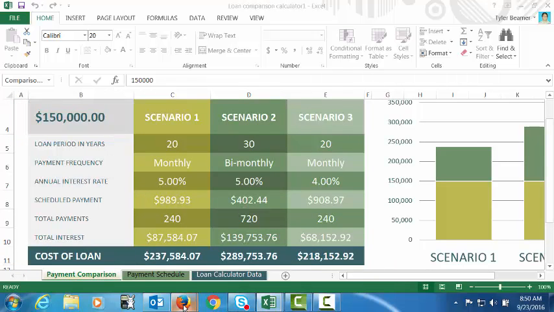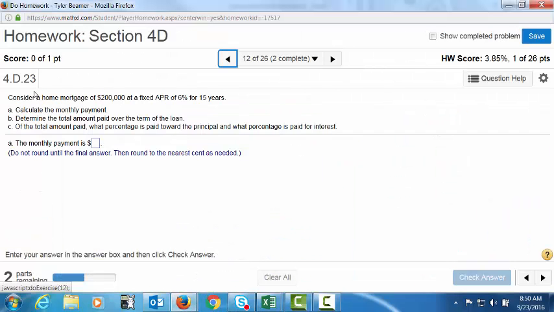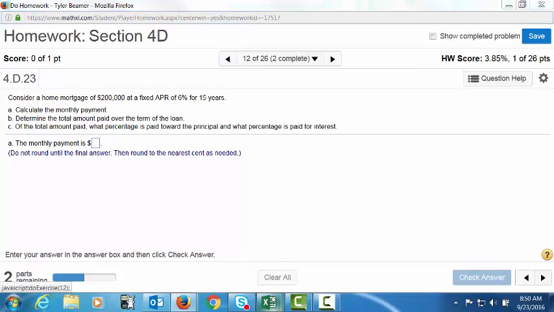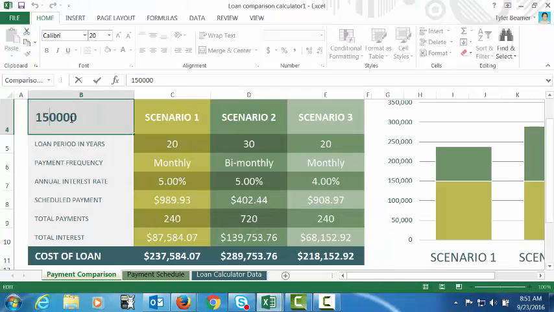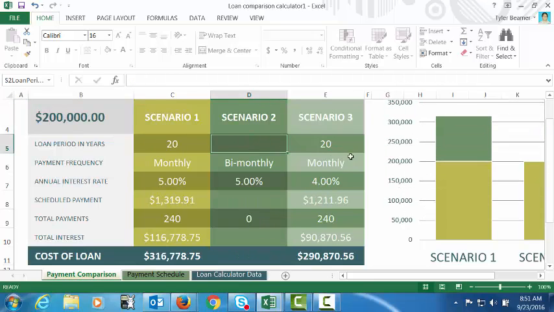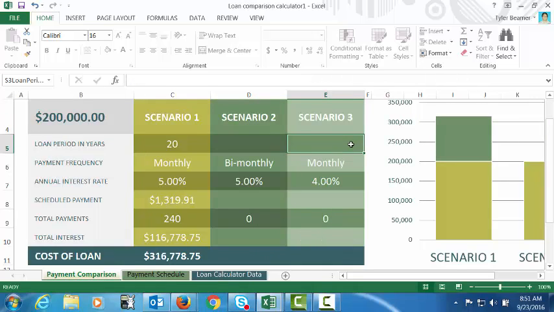Alright, so let's look at this problem that we have in My Math Lab. It says consider a home mortgage of $200,000 at a fixed APR of 6% for 15 years. So I'm going to go back to my template. I'm going to change the pertinent information to match the problem. So I'm going to change the principal to $200,000. Okay. I'm going to go ahead and delete the number of years for scenarios 2 and 3 since I only have one loan option in this particular problem. That way I don't get my numbers confused.